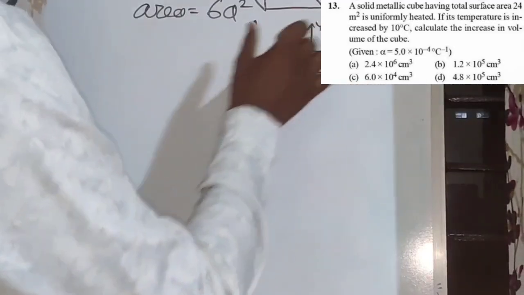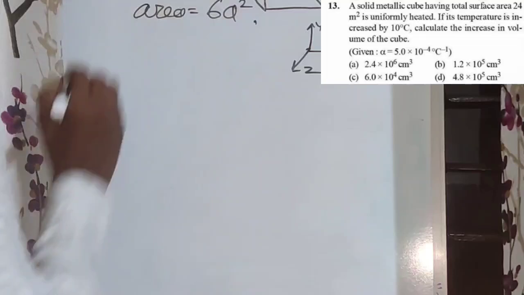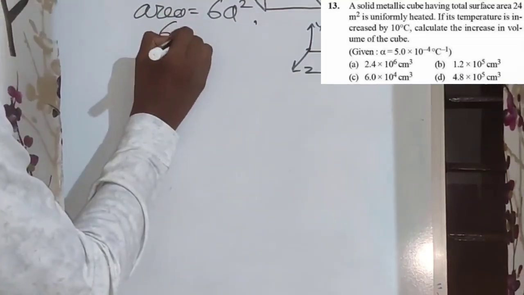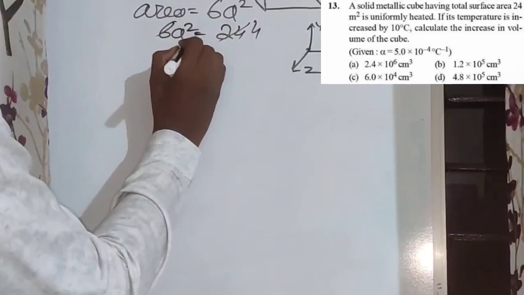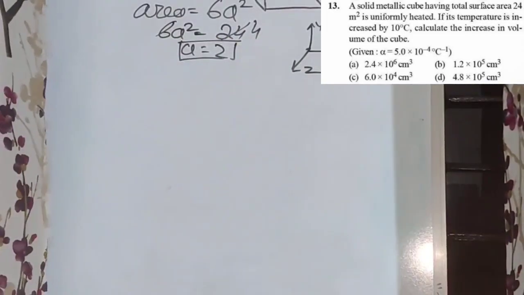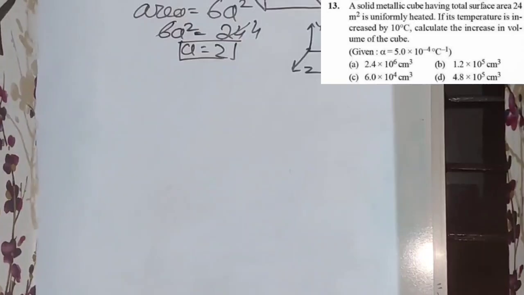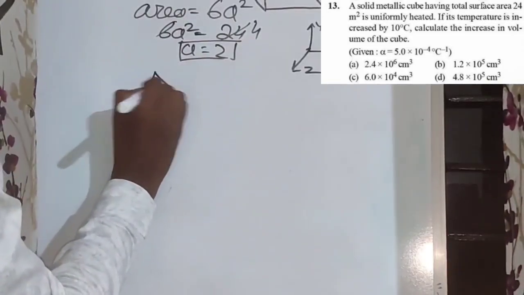So guys, let's first start with finding the value of a. We are given 6a squared, the total surface area, is 24. This gets cancelled as 4 times a squared becomes 2, a cannot be a negative value. So the side of the cube we get is a equals 2. Now we will find the increase in the volume.